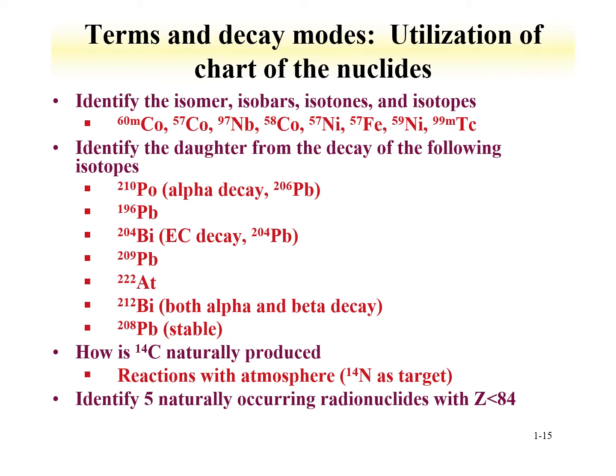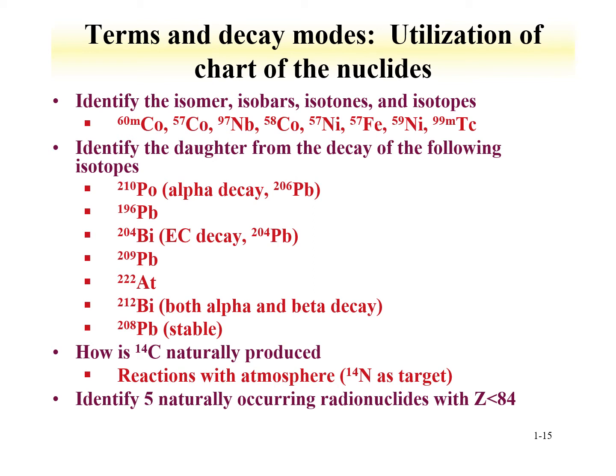You should be able to identify the daughter from the decay of the following isotopes. So for instance, polonium-210, you should be able to go to the chart of the nuclides, see that that decays by alpha, that goes to lead-206. You should be able to look at these other isotopes and identify those. For instance, bismuth-212 has both alpha and beta, so it decays by alpha and beta, certain percentages. And then you should be able to identify that lead-208 would not decay. It's in fact stable because it's gray.